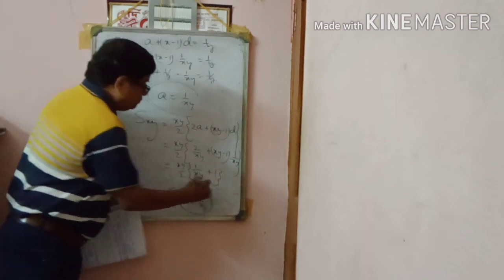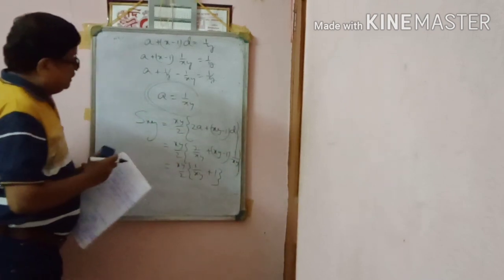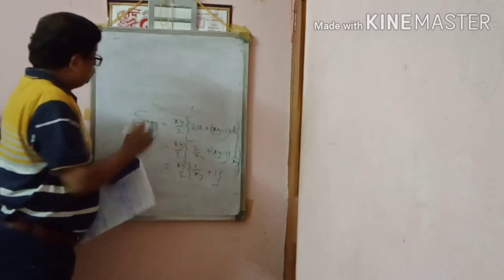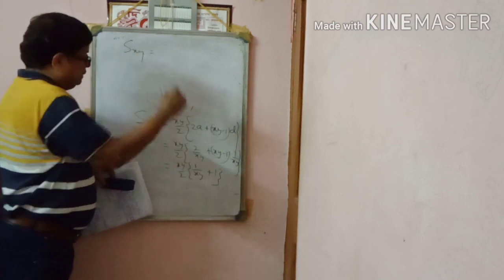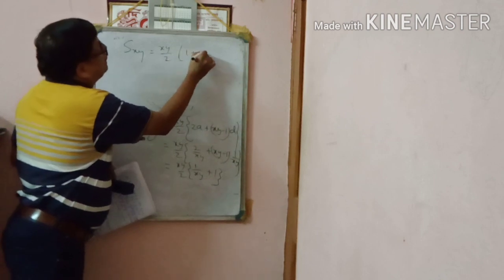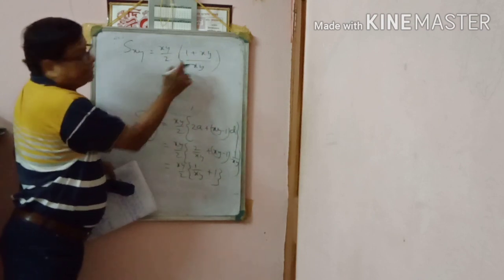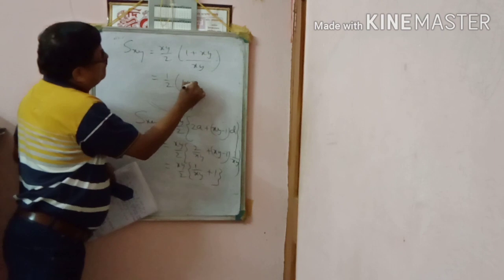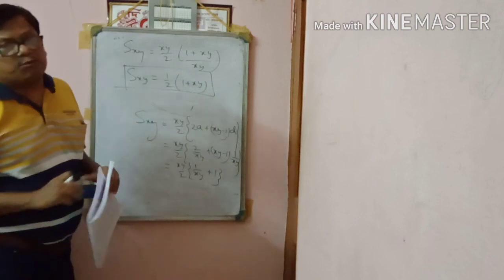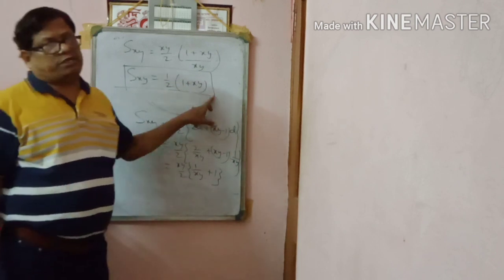Now you have to simplify it. So we can write S of xy equals xy by 2 into (1 plus xy) by xy. So this xy cancels, these two cancel, so write half into (1 plus xy). So proved: S of xy, that is the sum of xy terms, equals half into (1 plus xy).